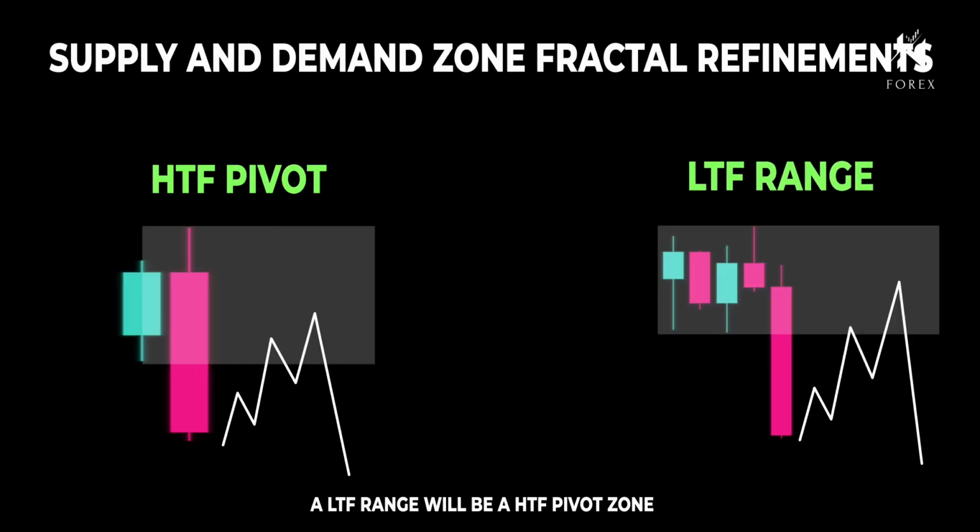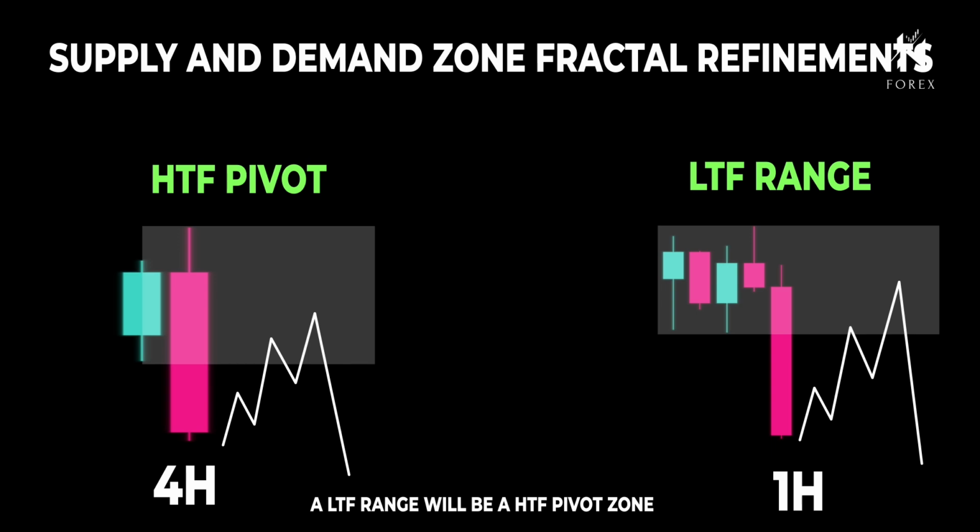If you see a range-created zone on one time frame, this will be a pivot zone on a higher time frame. So if you see this range-created zone on, let's say, the 1-hour chart, the zone is made up of 4 candles. But if you go up to the 4-hour chart, what do you think that zone is going to look like? You guessed it, it will be a single candle 4-hour pivot zone, because 4 1-hour candles are going to make up 1 4-hour candle.